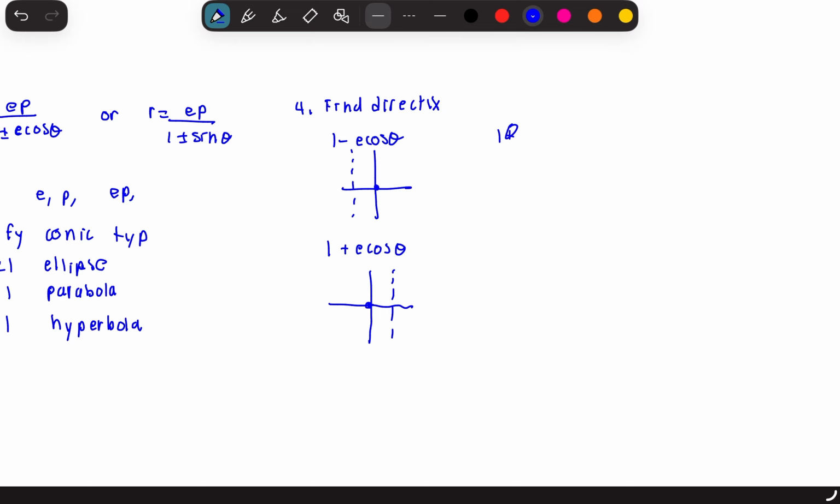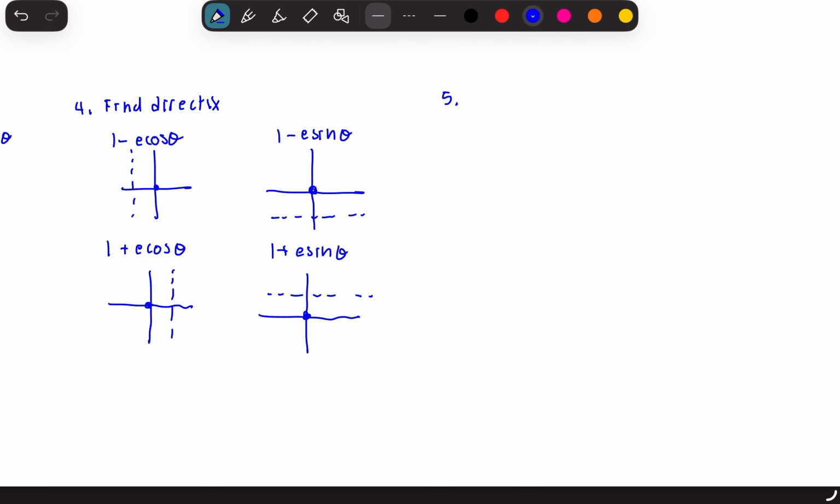Now, 1 minus e sine of theta, you're going to have the directrix below. And finally, 1 plus e sine of theta, you're going to have it above. And then for your final step, step 5, you're going to plug in the easy values of theta equal to 0, pi, pi over 2, 3 pi over 2, to get your intercepts on either axis.